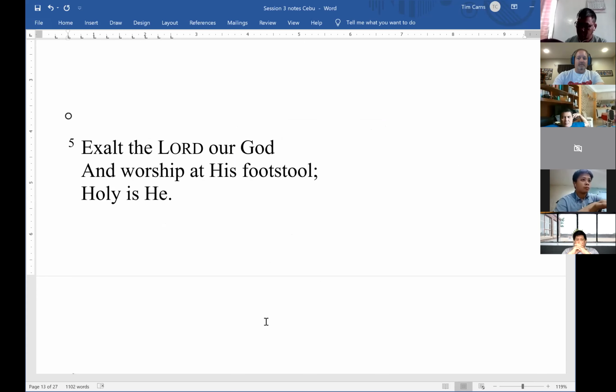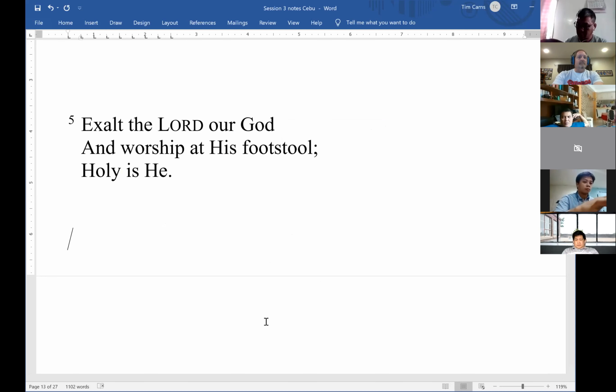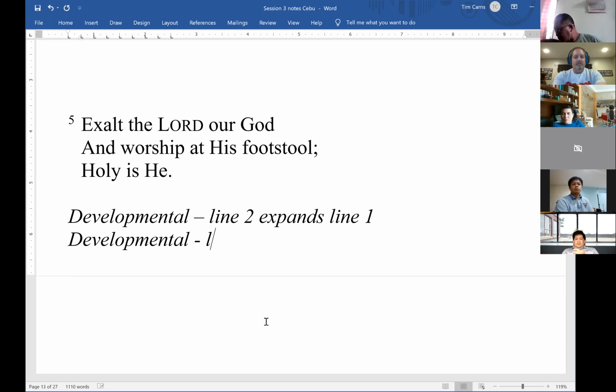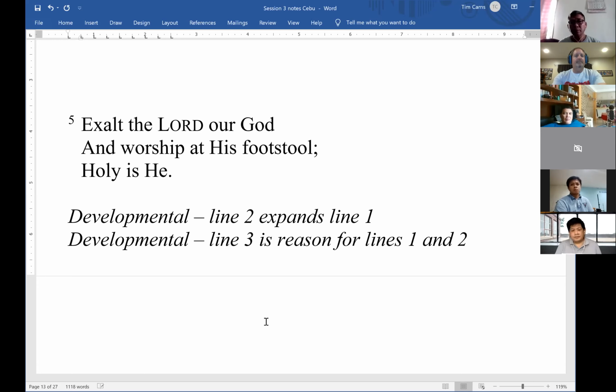Okay, verse 5. William, you want to try that one? I think it is developmental. Line 2 expands line 1, and line 3 states the purpose of lines 1 and 2. So line 3 explains lines 1 and 2. I'm sorry, line 3 is the reason, right? You said result. Line 3 is the reason for lines 1 and 2. Yes, developmental. Okay, good.